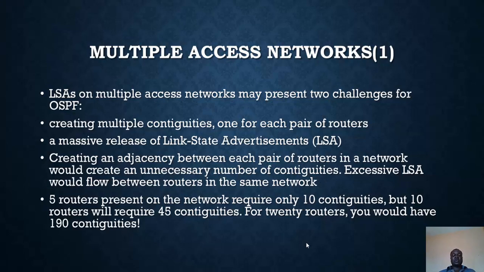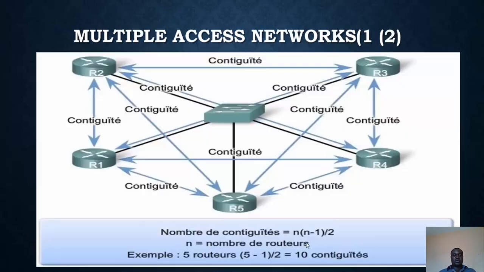5 routers present in the network require only 10 adjacencies, but 10 routers will require 45 adjacencies. For 20 routers, you will have 190 adjacencies. And this is the example of those adjacencies. So the formula that we can use is: the number of adjacencies is equal to n(n-1)/2, where n is the number of routers. For example, with 5 routers, we have 5 times (5 minus 1) divided by 2, which gives us 10 adjacencies.